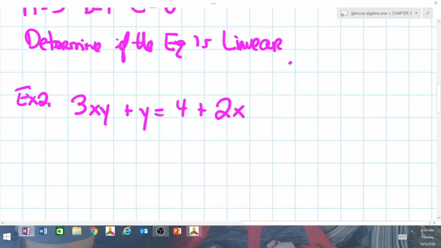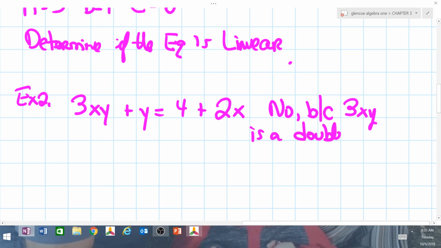Any takers? Is it a linear equation? Yes or no? Joyce? No, it's not a linear equation. Why? Because 3xy is a double variable. It's kind of like in volleyball, a double hit doesn't count. In basketball, a double dribble, sorry, you just lost the ball. You with me?